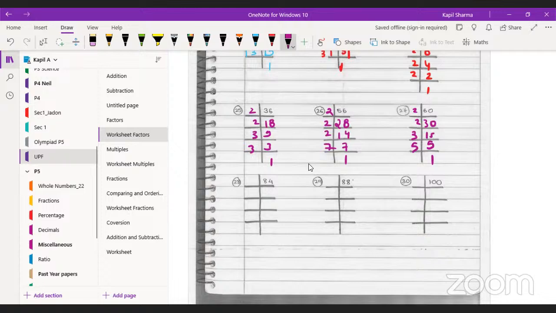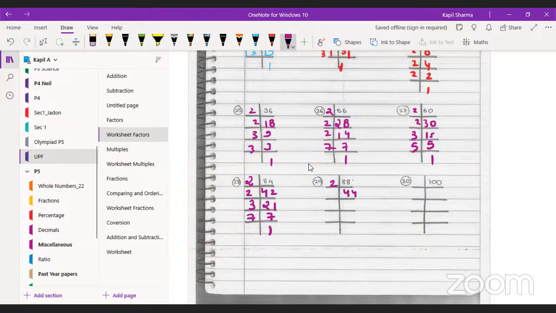Okay, guys, next one. 84. So 2, then again 2. 2 times 21 is 42. Then 3 times 7, reverse. Why are you writing 2 so many times? 3 times 7 and then 7 times 1.